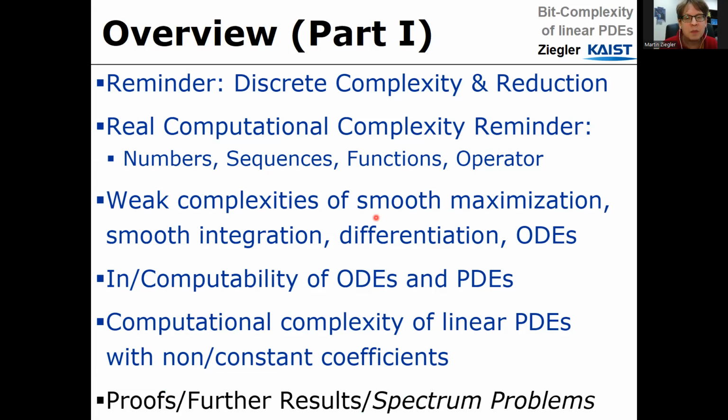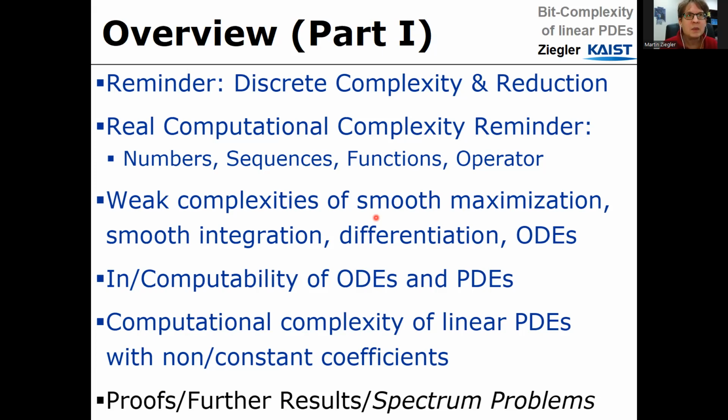In the second part of this presentation, we're going to talk about the proofs. They're not covered in this first part, and we're talking about further results such as polynomial time computability and other related tools in the proofs. And we close with a generalization of the spectrum problem and variants of the spectrum problem. This is going to be the second part.